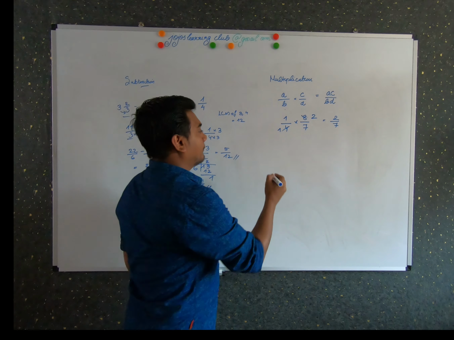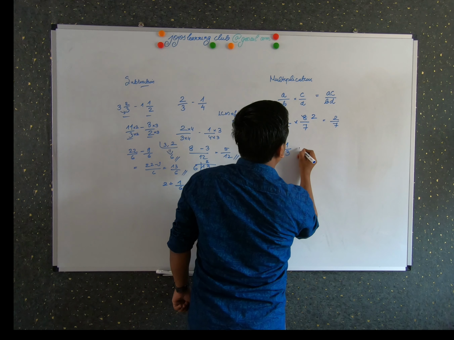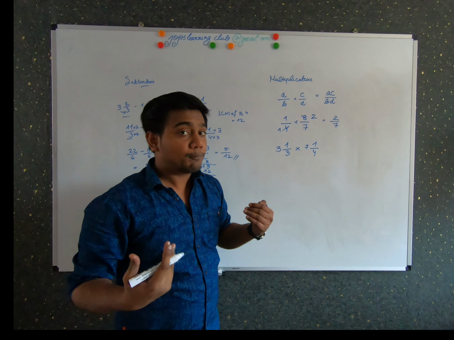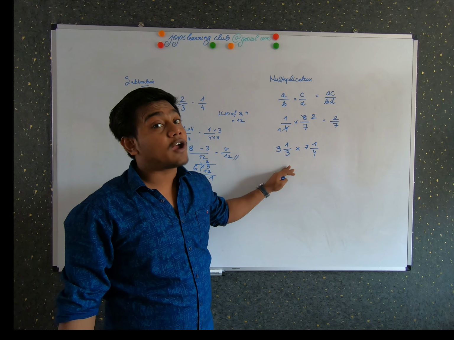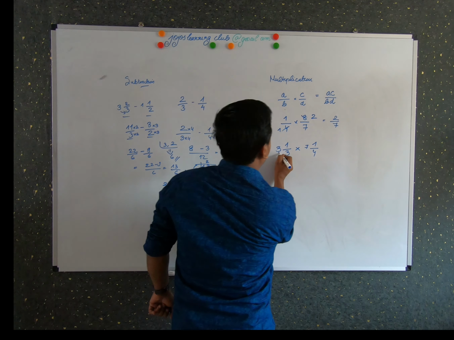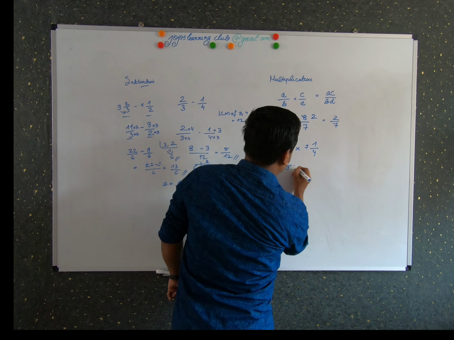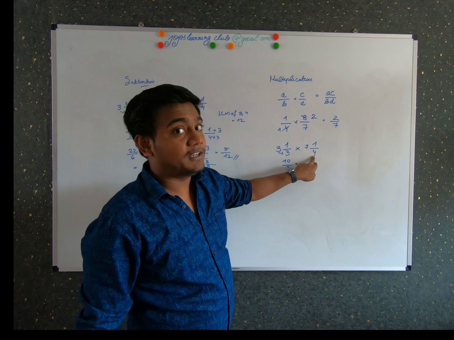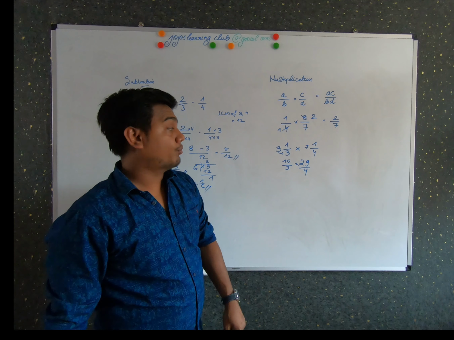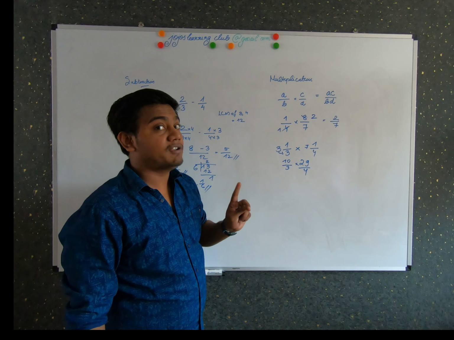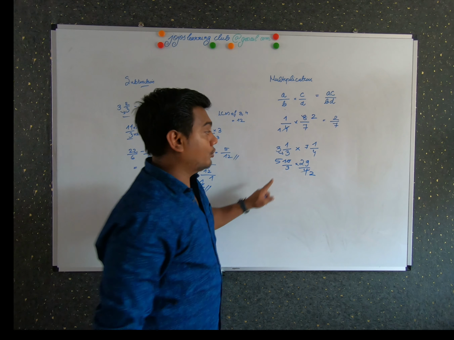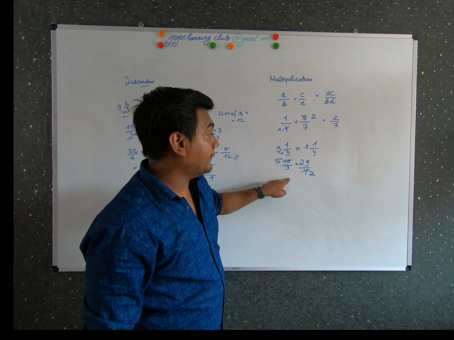Let's do another problem. 3 1 by 3 times 7 1 by 4. As I said, for performing any calculations using fractions, first you have to convert the mixed number into an improper fraction. 3 times 3 is 9, 9 plus 1 is 10, 10 by 3. Again here, 7 times 4 is 28, 28 plus 1 is 29, 29 by 4. Let's see, 10 and 4 are both divisible by 2, giving 5 and 2. So you get 29 times 5 by 3 times 2.